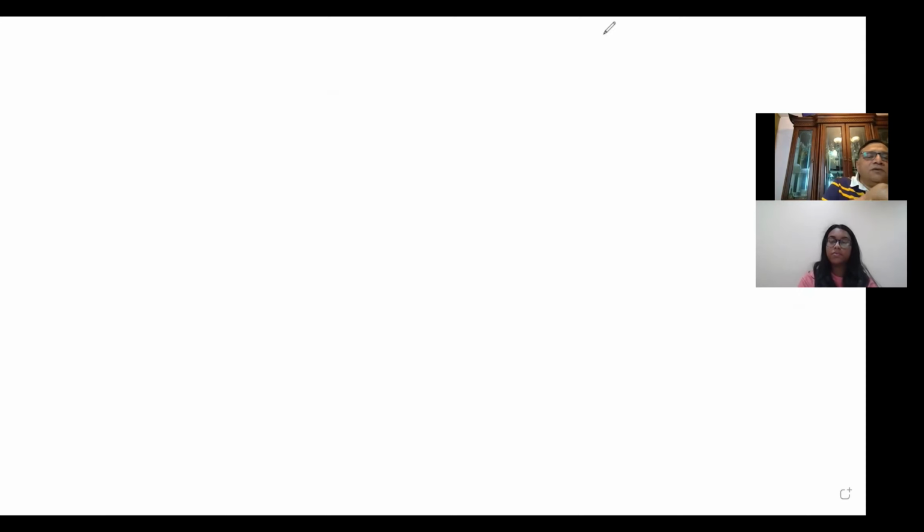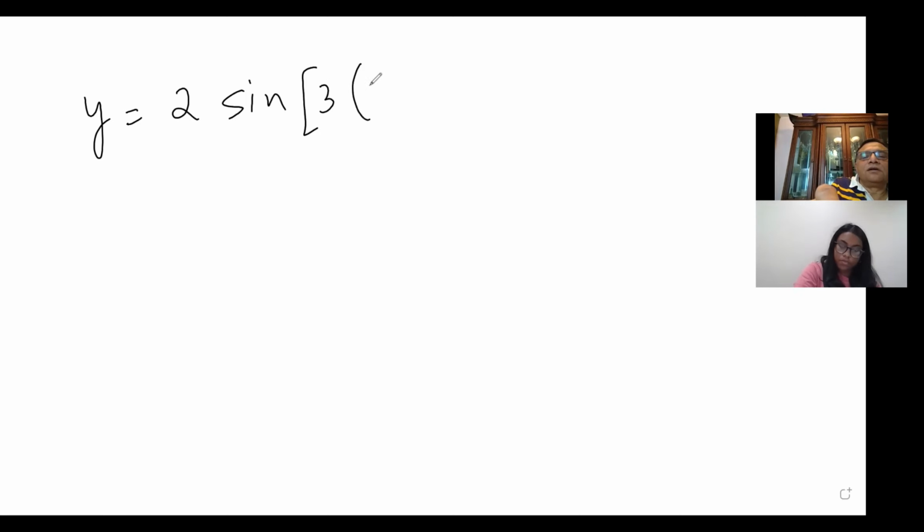Now let me give you one equation and ask you a question to understand this whole thing. So if I have a sine function, which is 2 sine, let's say, 3 times (x minus pi by 10) plus 1. In this case, can you describe the transformation and tell me how you are going to sketch this particular sine wave?